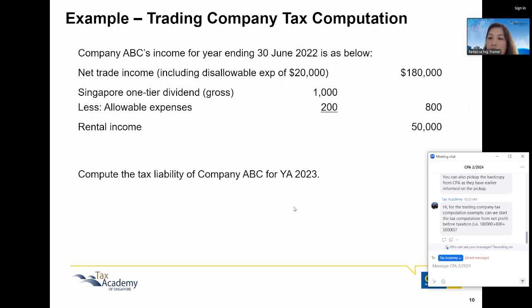So the question is, yes, we can add up to find the net profit before tax, and then we will add back the 20,000, and we will less out the dividend income, to find the chargeable income, because the rental income has already been added in the P&L. Okay.